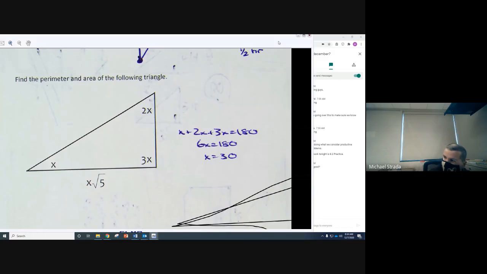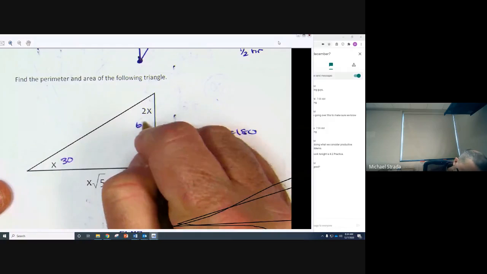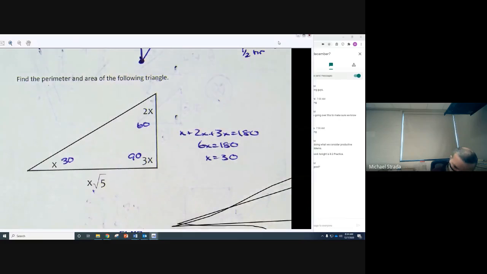All good? That means this is 30. This is 60. And this is 90. Oh, we got a 30, 60, 90 right triangle. So now opposite to 60 represents x root 5. All right. Opposite to 60 is x root 5.